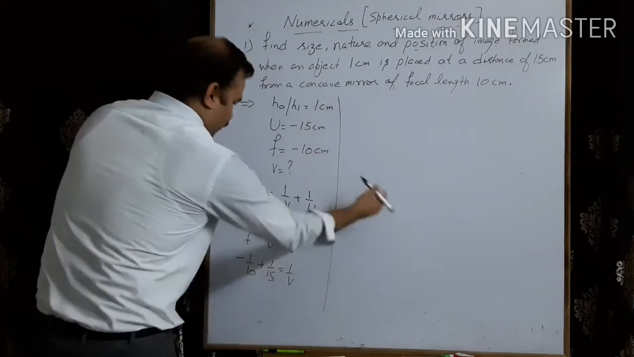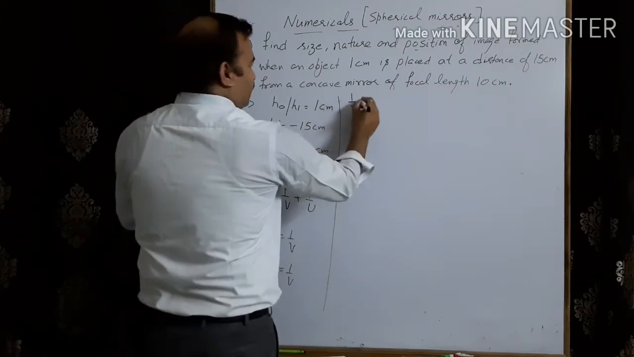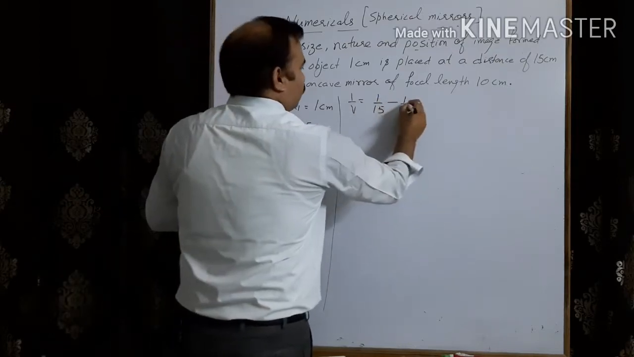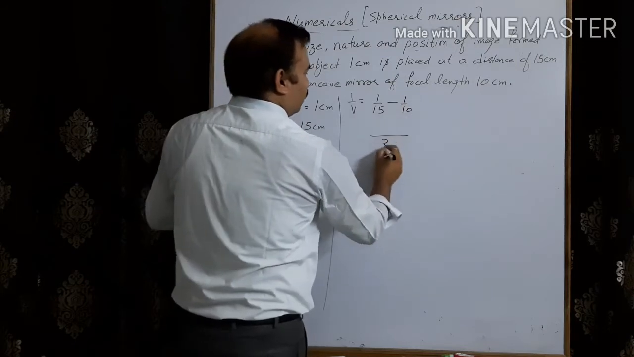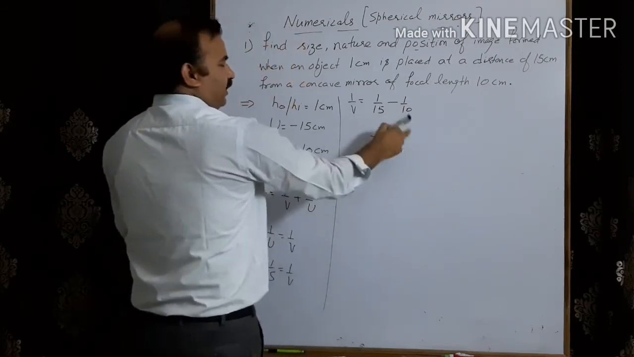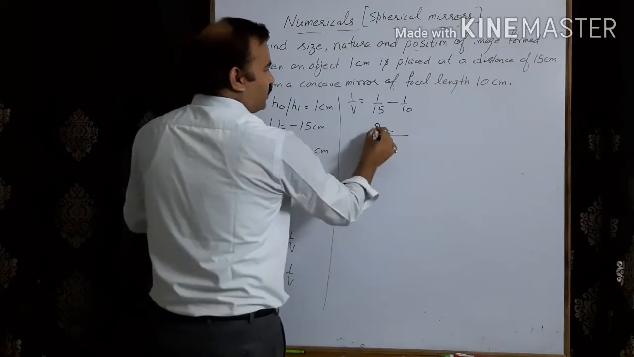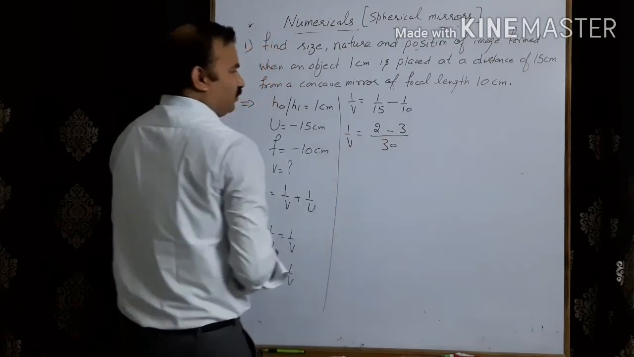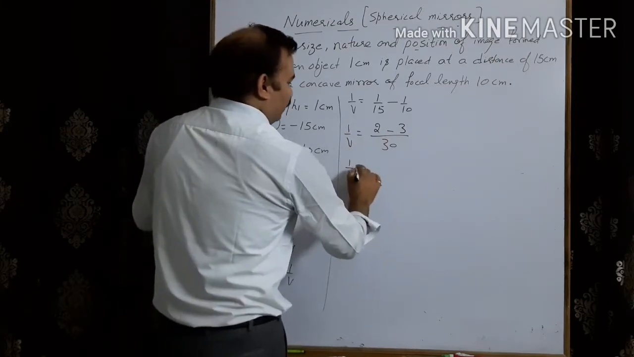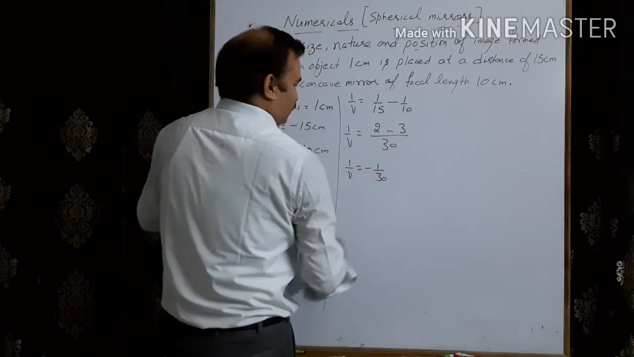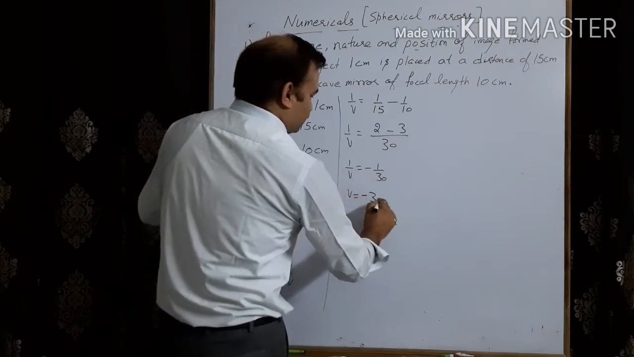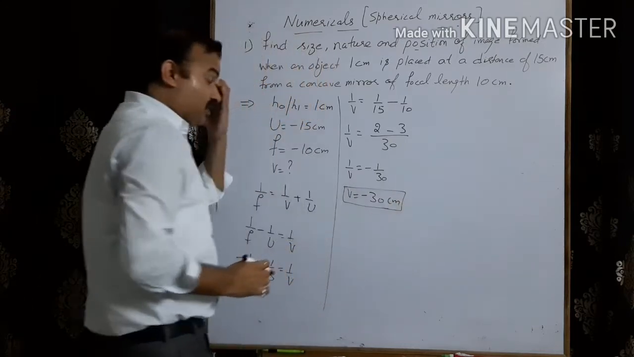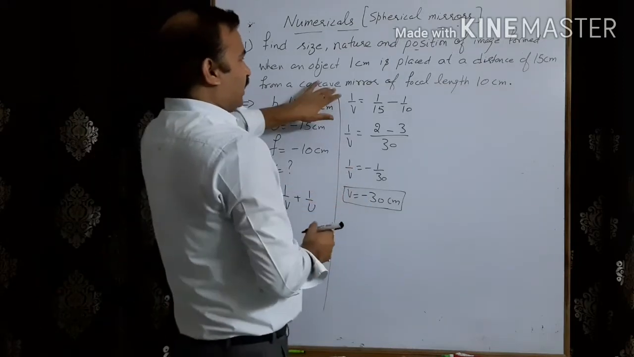Now I'll draw a line. So 1 by v is equal to 1 by 15 minus 1 by 10. Now let us find the LCM. For 15 and 10, the LCM is 30. 15 2s are 30, 10 3s are 30. So 1 by v is equal to 2 minus 3 by 30, or 1 by v is equal to minus 1 by 30, or v is equal to minus 30 centimeter.